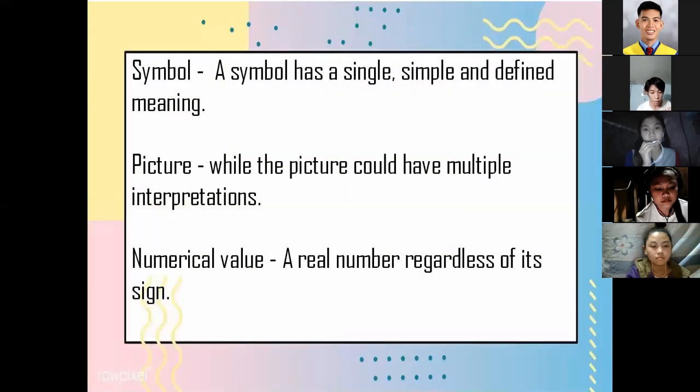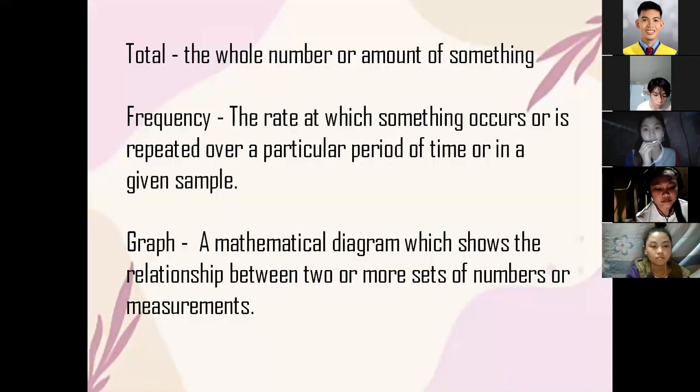Next one, we have symbol. A symbol has a single, simple, and defined meaning. So as we can see, symbols are being used in a pictograph, right? Next one, we have a picture. So this is just to differentiate between a symbol and a picture. A picture could have multiple interpretations rather than a symbol. Next one, we have numerical value. It is the real number regardless of its sign. Next one is total, the whole number or amount of something.